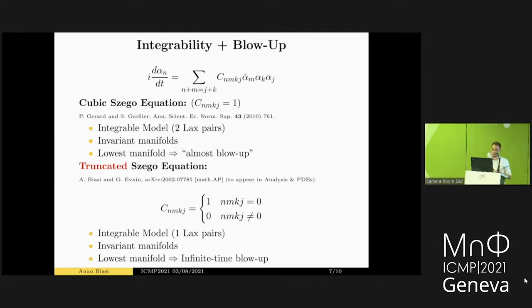And in principle, you can think, okay, probably you will obtain nothing, but in fact, this truncation is quite nice because we preserve integrability. We lose one Lax pair, but we preserve one. And typically, when you modify an equation that is integrable, you don't expect that you preserve integrability. We also preserve the invariant manifolds. And some nice property is that you can see very well because I have this green box here. But the point is that in the case of the original system, we have almost blow up, but with this deformation, we have infinite time blow up.